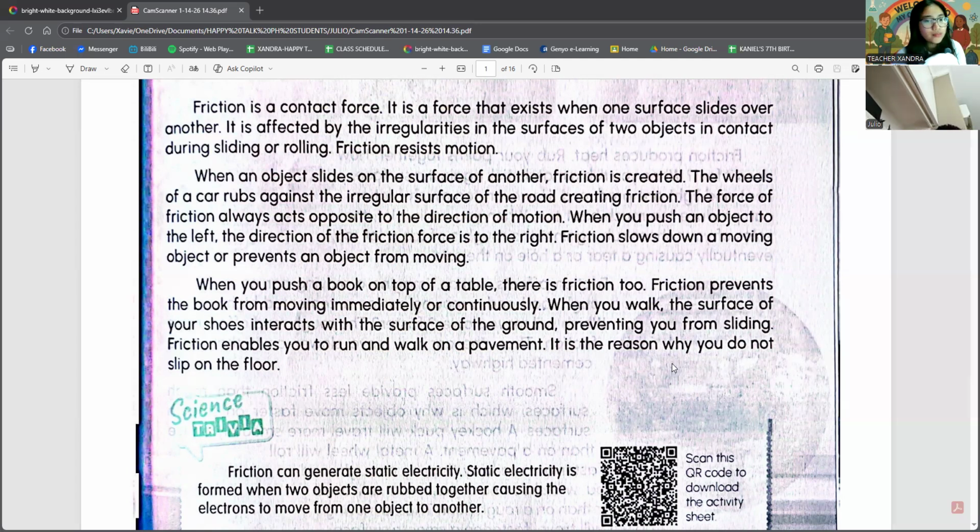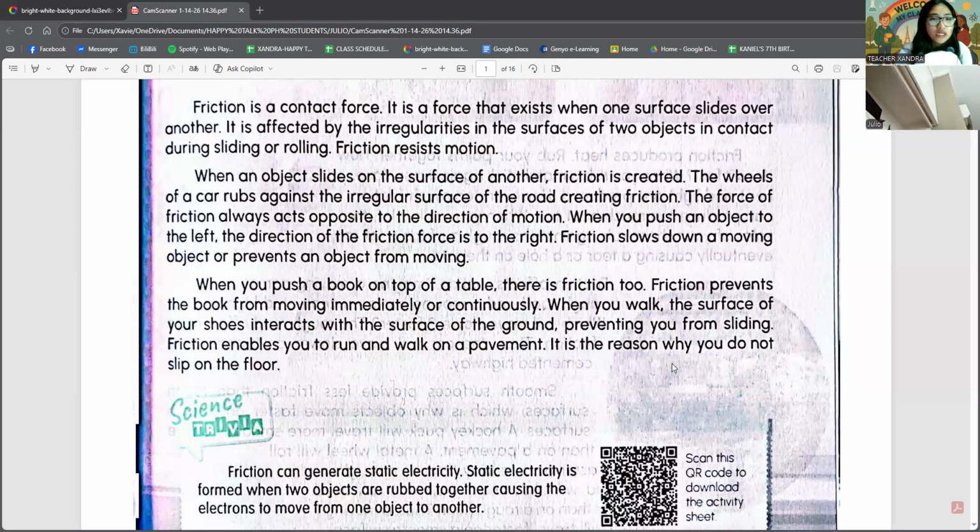So again, friction is a force that happens when two things touch or rub. It slows down or stops movement. It works in the opposite direction of motion. And friction helps us walk, drive, ride, and stay safe. It can even make static electricity when things are rubbed together.